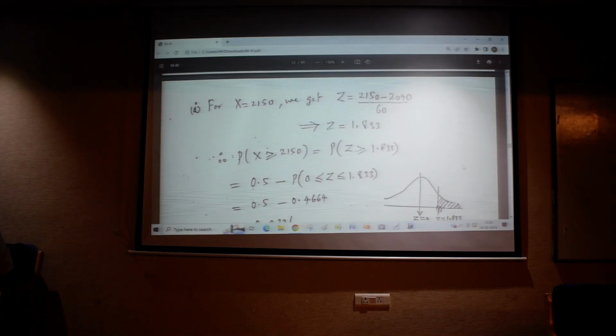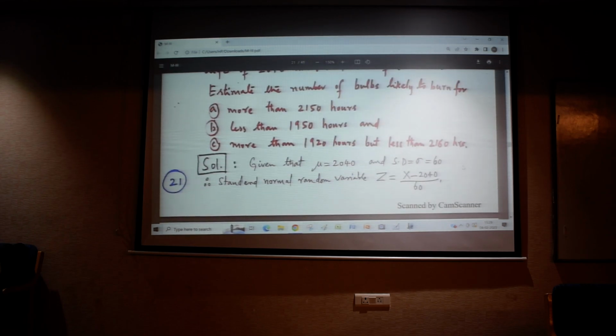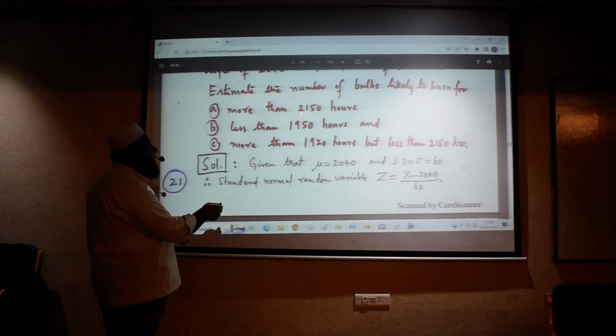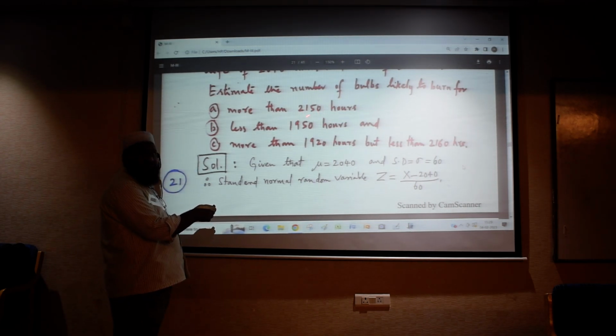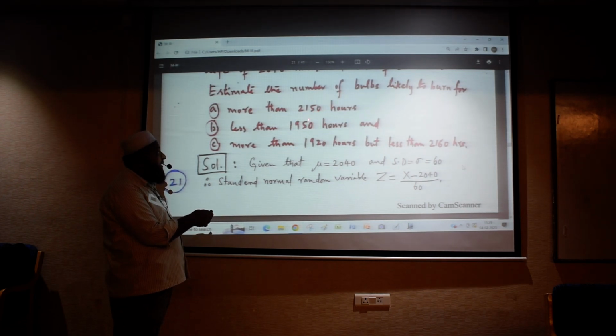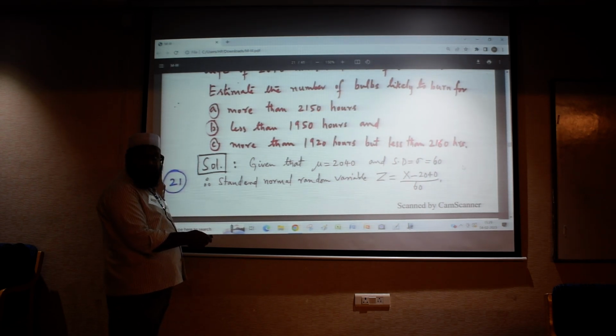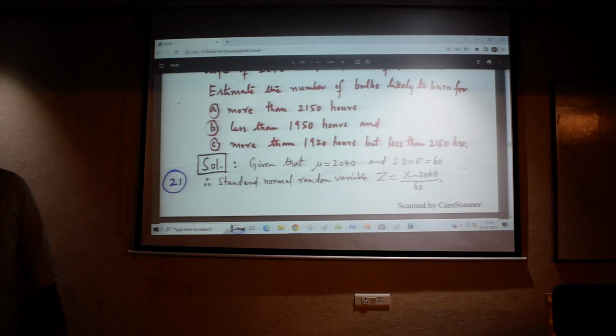Now you see, in the question, first bulb more than 2150. So this is one x value. We have to convert it into a z value. These two numbers, 1920, 1950, and one more, 2160. Four numbers we are going to convert into z values.